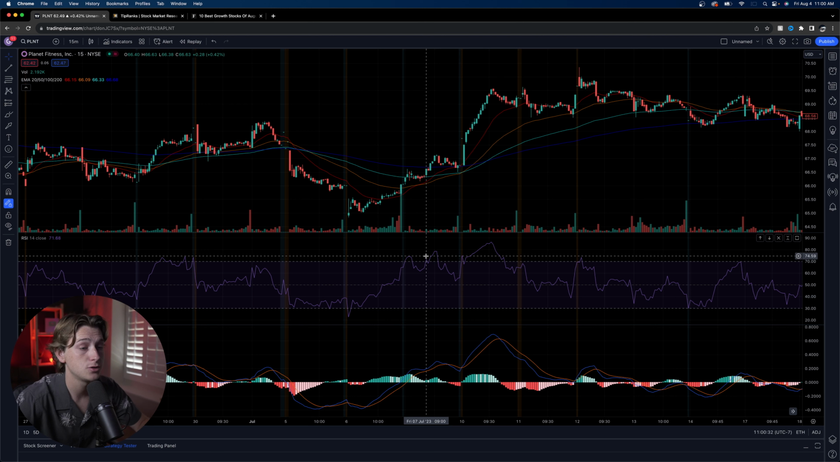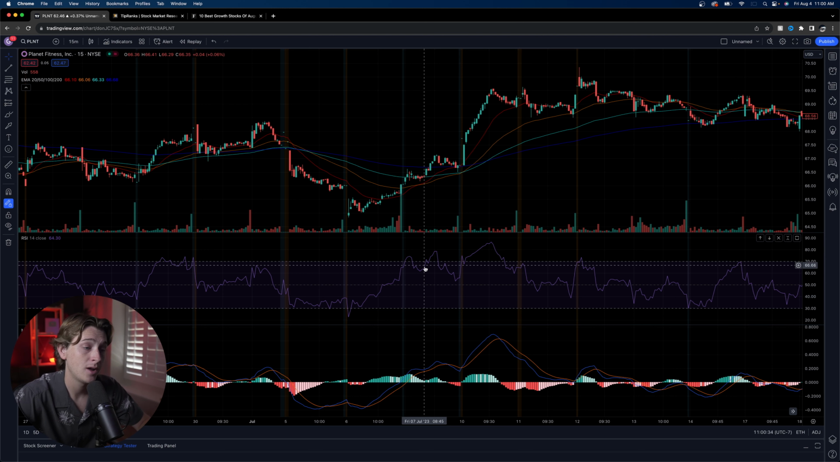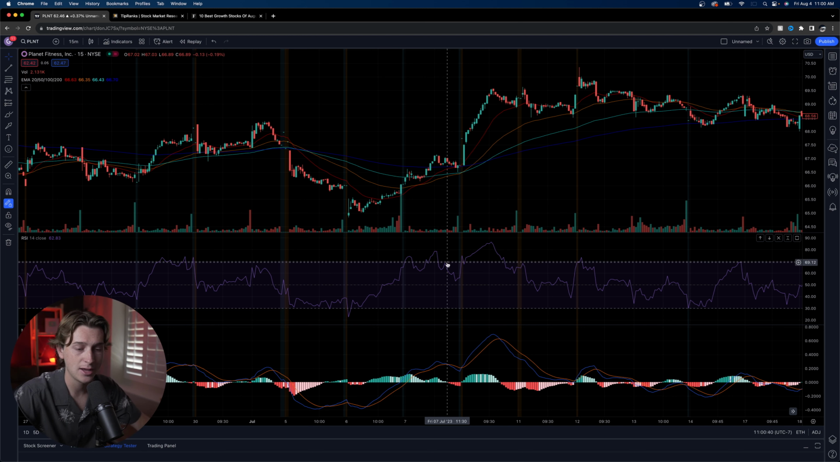RSI is super helpful in figuring out whether or not a stock is overbought or oversold. This is probably one of the first indicators you've ever heard about if you're doing any kind of education or research when trading. The relative strength index is one of the indicators you're probably the most familiar with. And it's very simple, right?